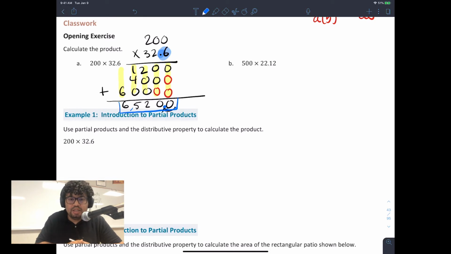Okay, let's go ahead and use the same method to solve B. So now I have 500 times 22.12.